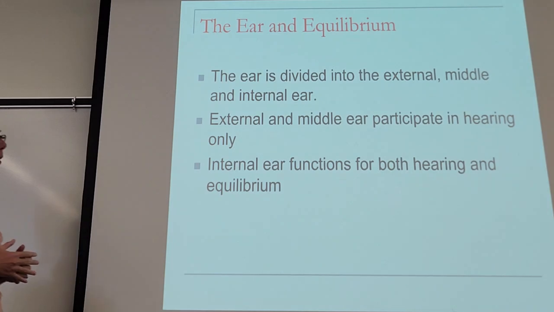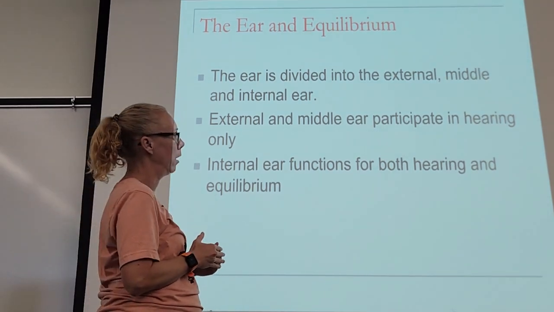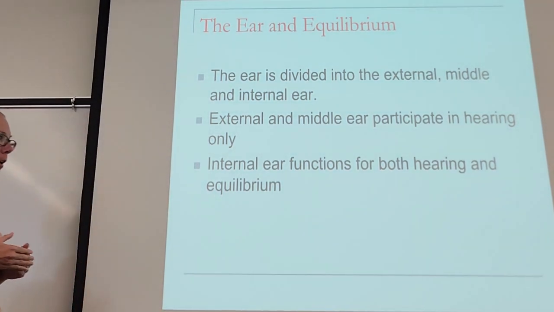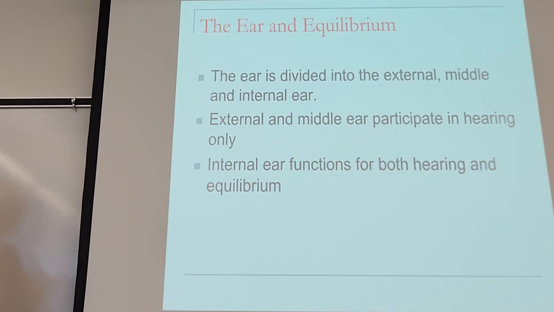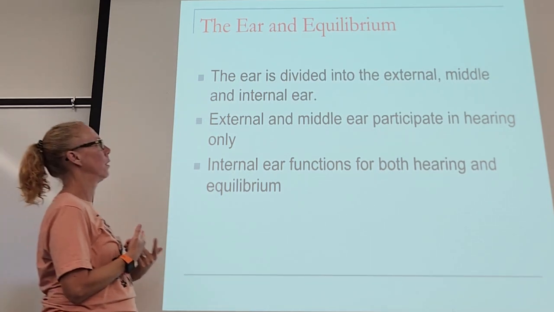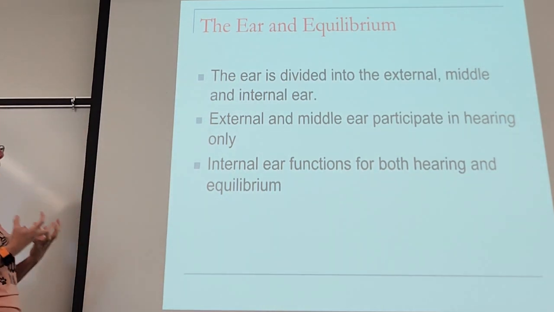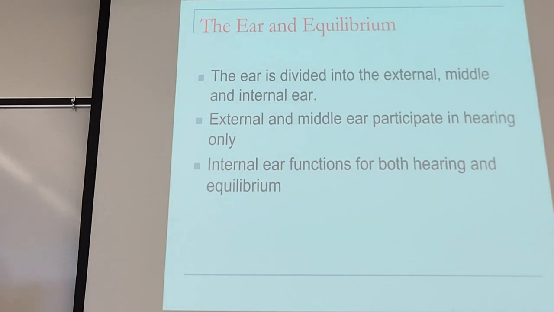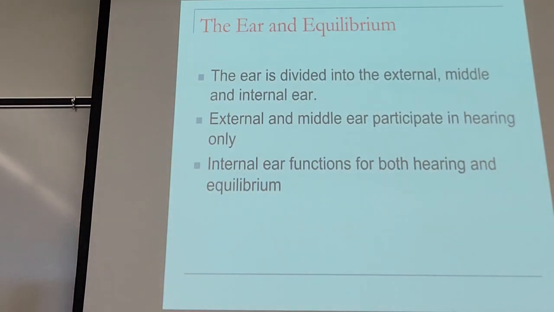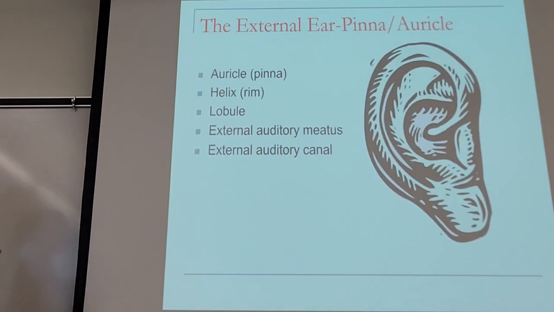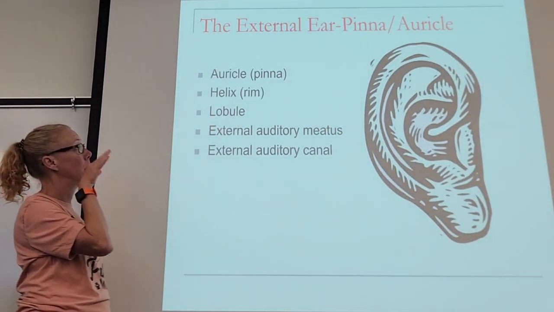So external and middle ear participate in hearing only. Internal ear functions for both hearing and, I just said that the opposite way, I'm sorry. I said that the opposite way. External and middle ear participate in hearing only, and internal ear functions for both hearing and equilibrium. Sorry about that. In the internal ear, we're talking about the cochlea specifically.